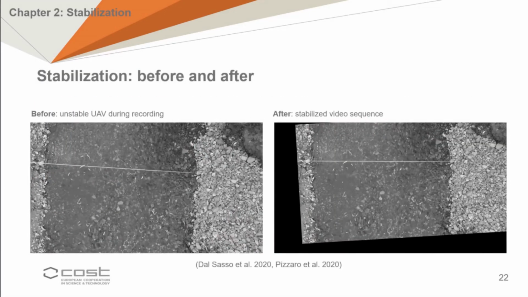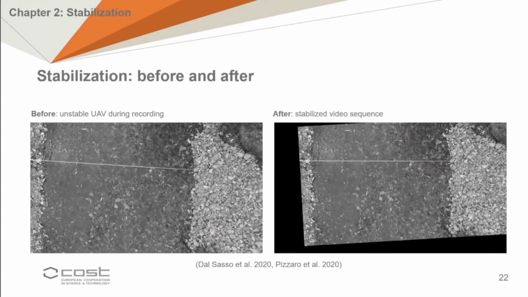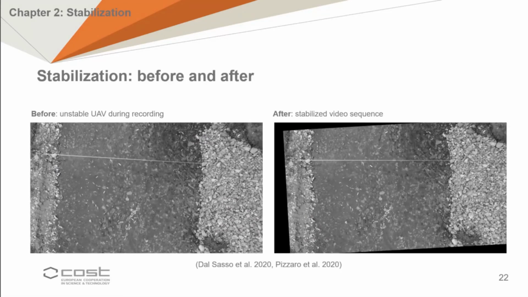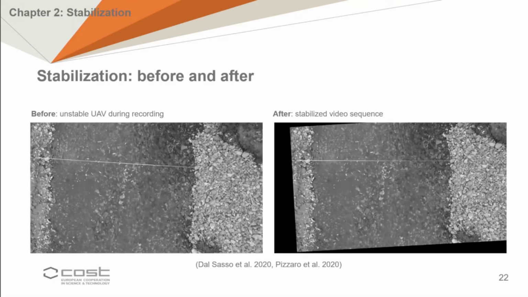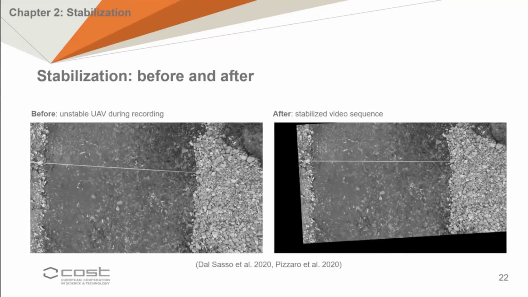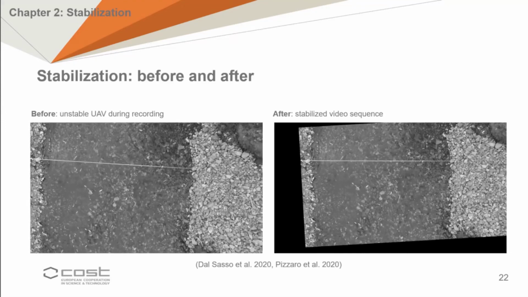Now I would like to show you the effects of video stabilization. Video on the left is the original unstable sequence taken during a field campaign on the Senio River in Italy, where the UAV appears to be quite unsteady, panning left and right periodically.